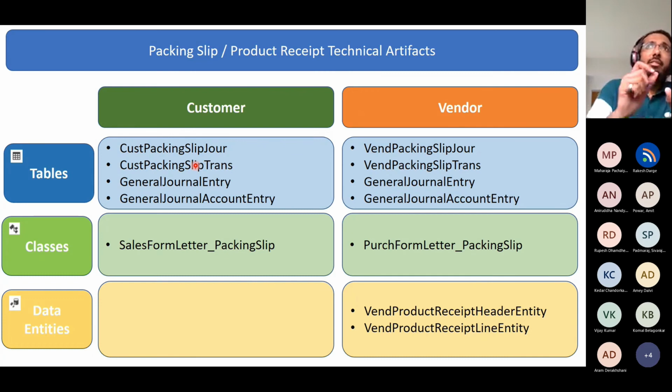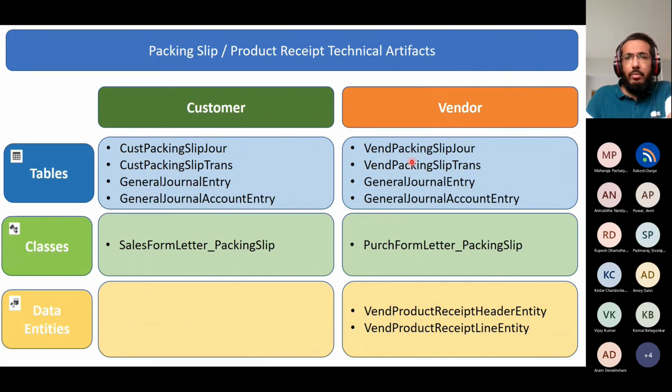But in certain cases, even for a packing slip, you require to post some financial transactions to ledger accounts. You need to hit those ledger accounts in terms of increasing or decreasing the inventory. For that purpose, these two tables are the primary source of holding those transactions: GeneralJournalEntry and GeneralJournalAccountEntry. There are more tables associated with this, but on a primary note, these are the actual tables which hold these financial transactions behind the scene.